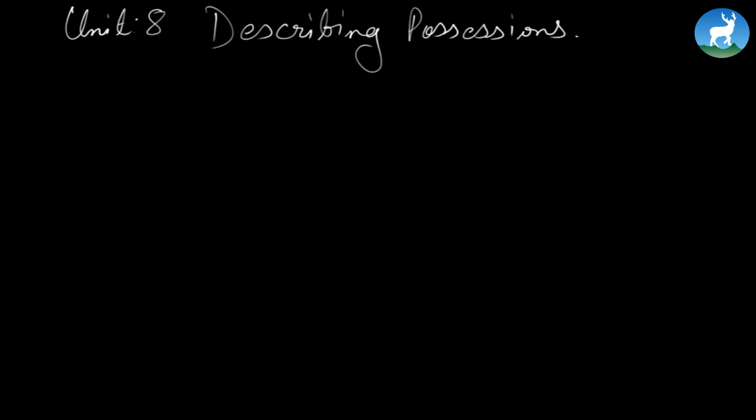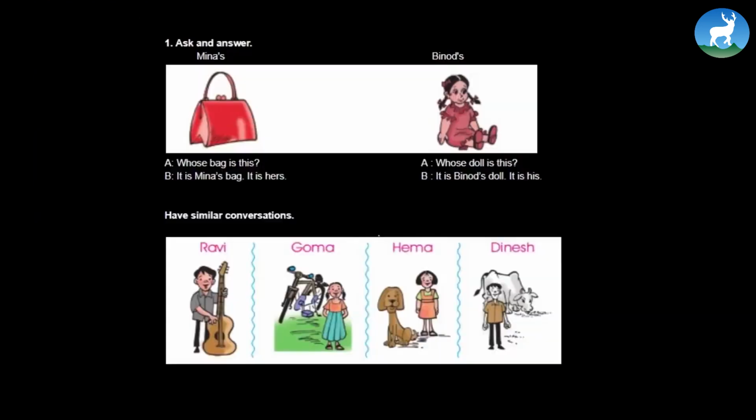So today we are beginning a new unit, Unit 8, describing possessions. To begin with, I want you to observe these pictures as shown on the screen. Now, the questions are simple. Remember the chapter name, by the way, it's describing possessions. And you'll understand what possession means after I read these examples.